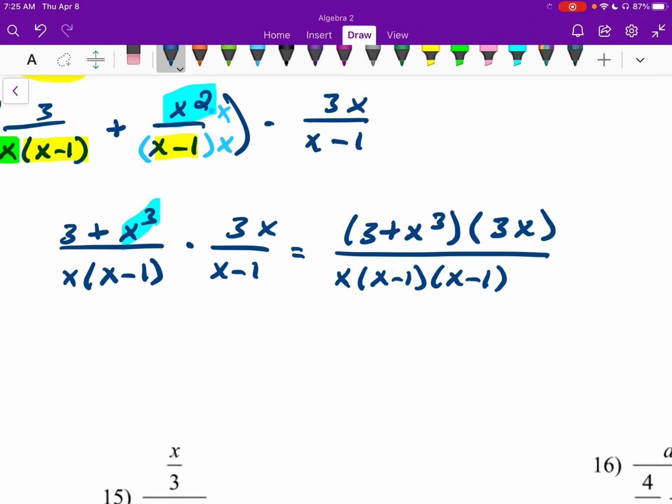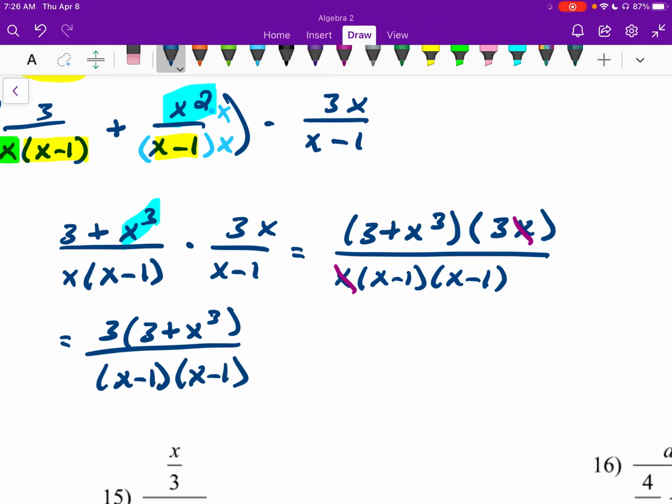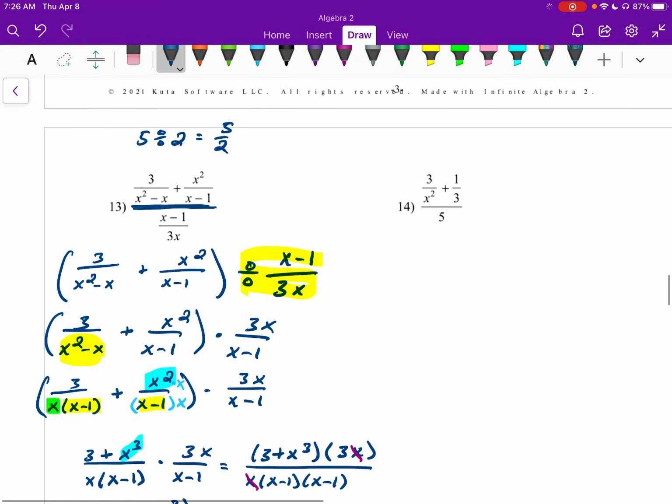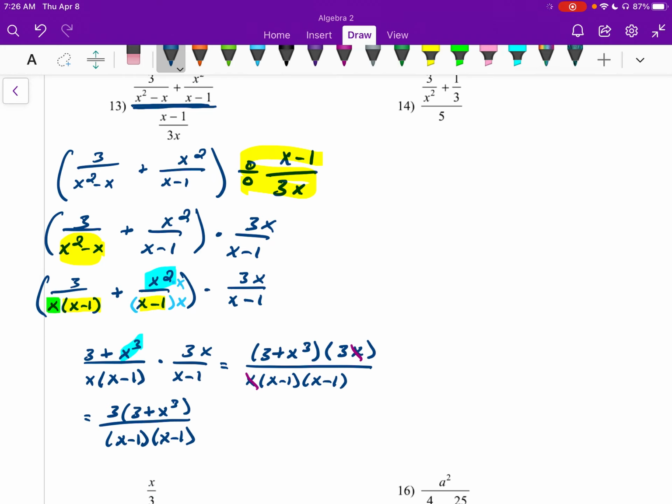All right. Now we can cancel something. We can cancel this x here with that x. So now our numerator becomes, what does our numerator become? It will be, I'm going to write the 3 in the front, so 3 plus x cubed over x minus 1, x minus 1. Let me double check that I've done this right so far. Yup, looks good.